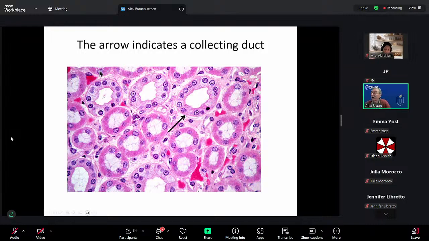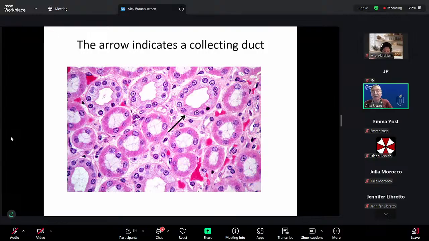The vasa recta are also fairly easy to recognize because they're capillaries containing blood. Here's a capillary containing blood. It has a flat endothelium, of course, and contains blood. Here's another capillary containing blood. That's vasa recta. Those are all vasa recta. And that leaves the limbs of the loop of Henle. The limbs could be thin limbs.